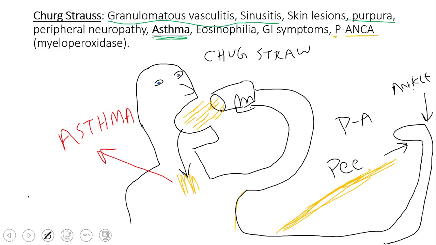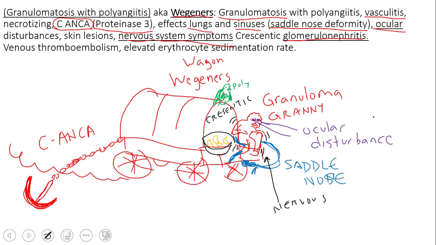A-N-C-A. Polyangiitis. Okay. I got to remember that myeloperoxidase, like this other one too. I need to somehow remember that C-ANCA is proteinase 3. So C-ANCA, maybe what I'm going to do here is, what's high in protein? Fish. So I'm going to draw 3 high in protein fish.